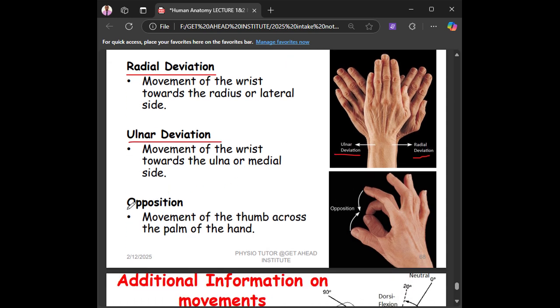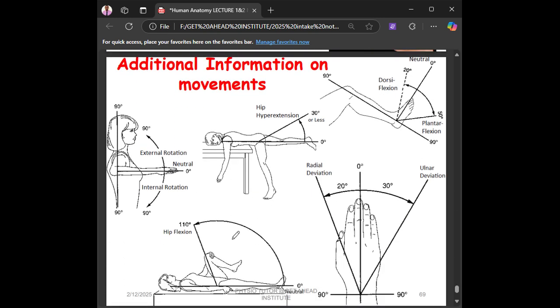Then we have what we call opposition. Opposition is the movement of the thumb across the palm of the hand. Opposition is one of the key movements that only humans are able to make, which distinguishes us from monkeys, because monkeys cannot even hold a pen. These are just additional illustrations to show you what we are talking about.